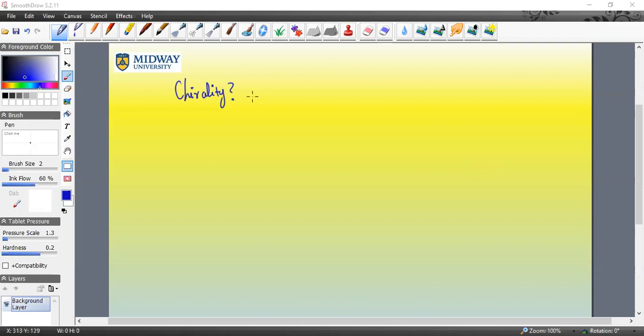And how did we define chirality? Chirality is a carbon attached to 4 different groups. Now, it's not just the bond we're looking at, it's 4 different groups. And I like to summarize with an example.